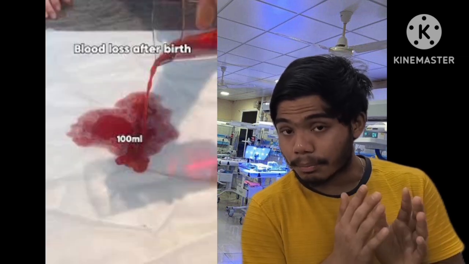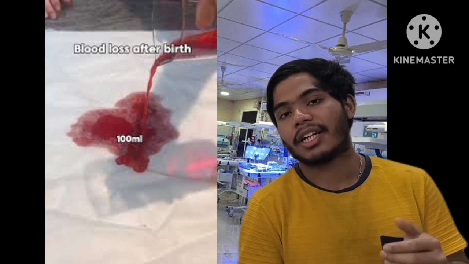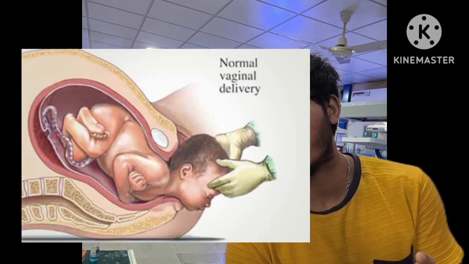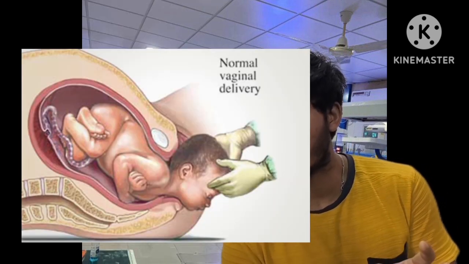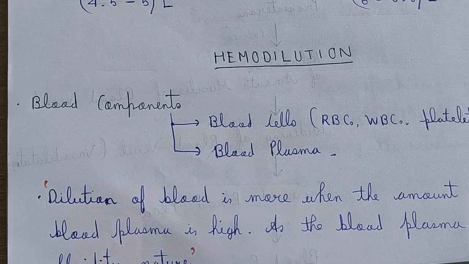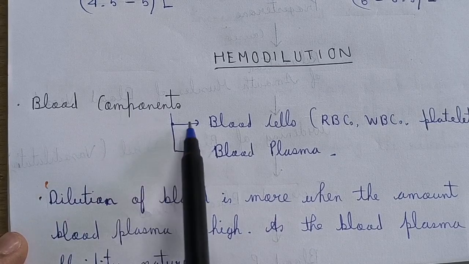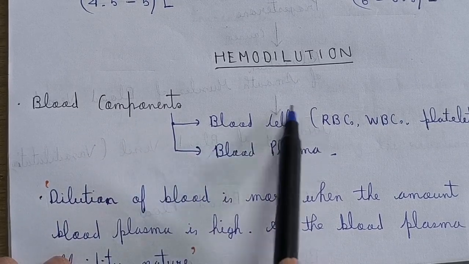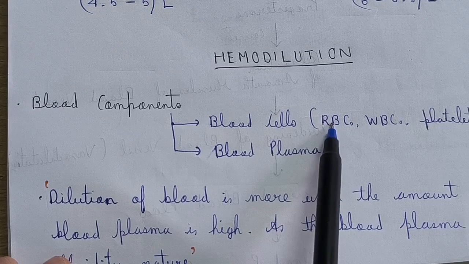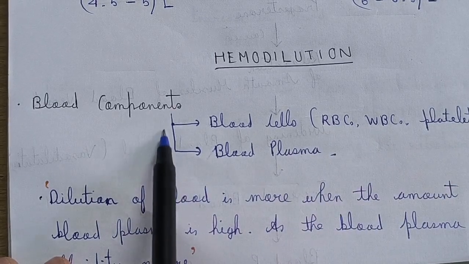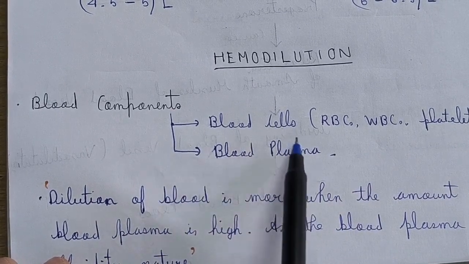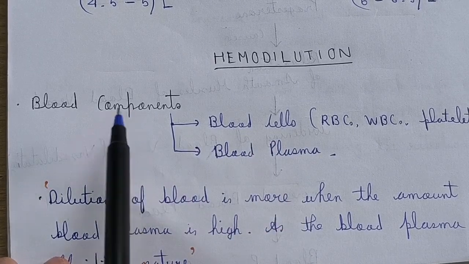to prevent excessive blood loss during delivery. As you already know, during the delivery of the baby blood loss occurs, but this excessive blood loss is also prevented due to the increase of blood plasma. So this is about hemodilution. See that the blood is made up of blood cells, under which RBC, WBC and platelets come, and also blood plasma. So blood cells and blood plasma together contribute to the blood components.